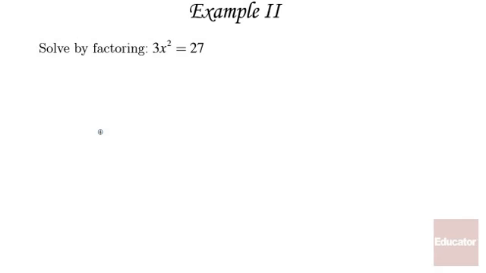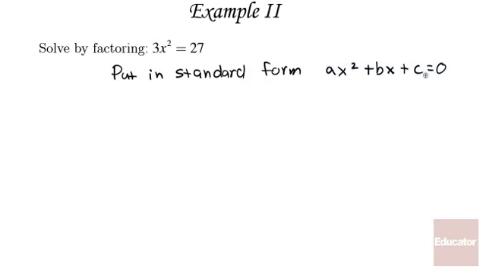Okay, now we're asked to actually solve, and this is 3x squared equals 27. Before you can solve a quadratic equation, you need to put it in standard form. Recall that standard form is ax squared plus bx plus c equals 0. So I have 3x squared equals 27. To put this in standard form, I'm going to subtract 27 from both sides. And I have an ax squared term. B must be 0 because there's no x term. And then I have a c of negative 27.